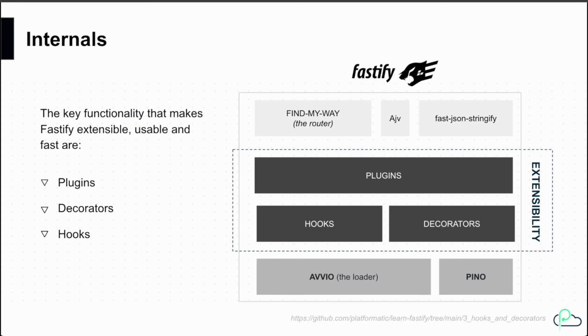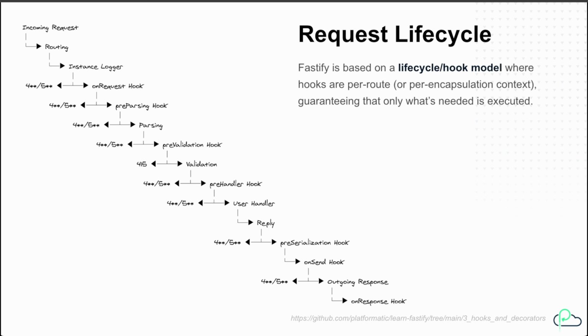Okay, so hooks and decorators. Fastify is built around a huge concept of extensibility. You have seen it as a plugin ecosystem. You have seen that we can use, for example, Fastify static for serving HTML files. Most of the plugin system is provided by Avvio, which is the loader of everything. Then we have AJV, fast-json-stringify, Pino, which is our logger, and find-my-way, which is the router. The three extensibility points of Fastify are plugins, decorators, and hooks. Plugins we have covered mostly. Now let's talk about the request lifecycle, or hooks.